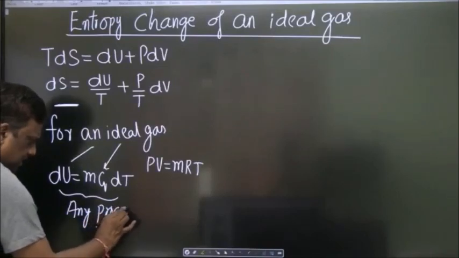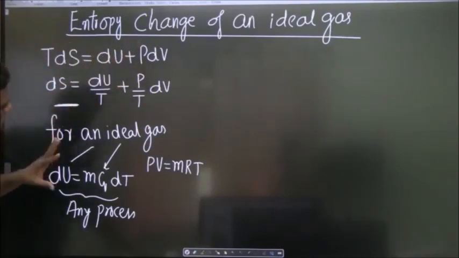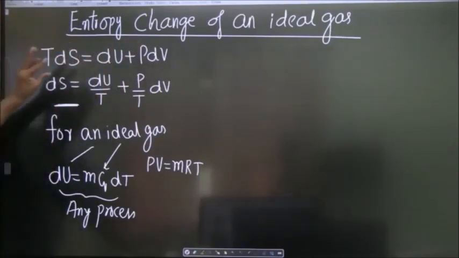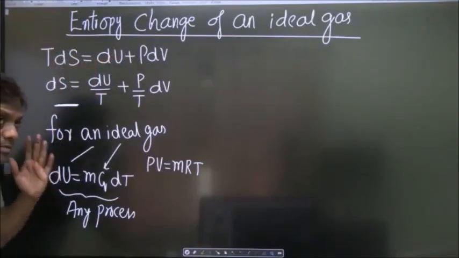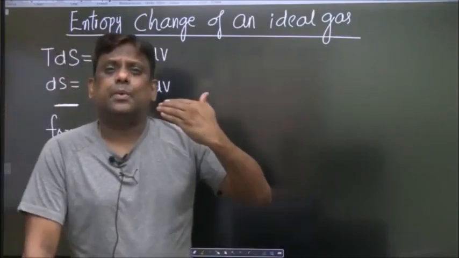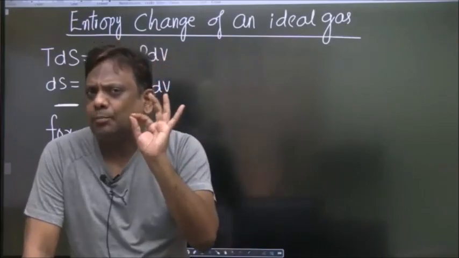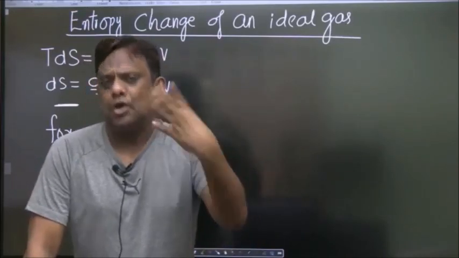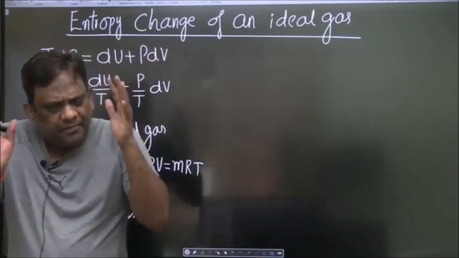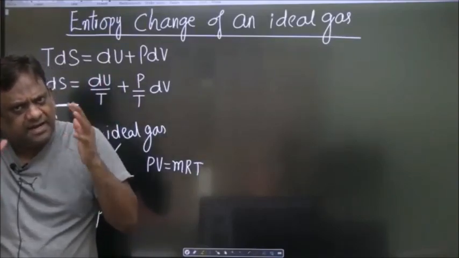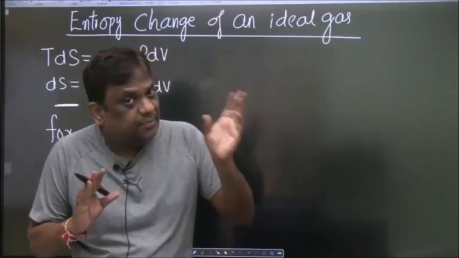What do we mean by any process? This gas may undergo constant volume, constant pressure, adiabatic, polytropic, or any process. So I am trying to derive a generalized equation for change of entropy when the working fluid is an ideal gas. I am not putting any limitation on a particular process, the only limitation is ideal gas. There is no restriction on the type of process.